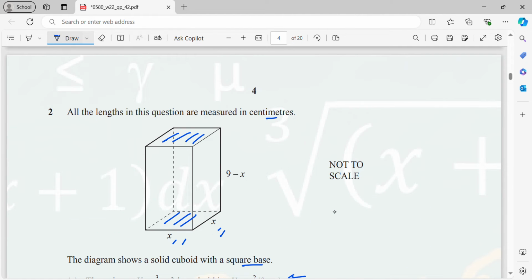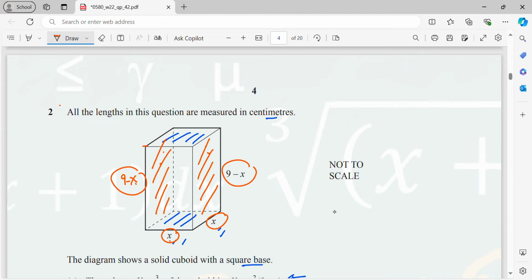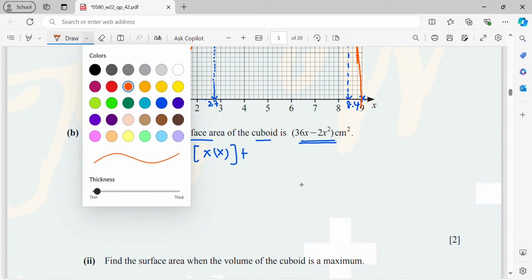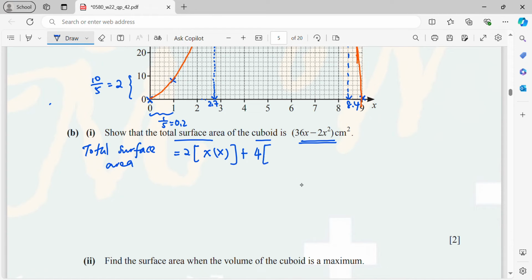now for the front and back, it will be 9 minus x and x. The area of the rectangle will be 9 minus x times x. And the side area will also be 9 minus x times x. For this 9 minus x times x itself, it will be 4 faces, because you have 4 rectangles. So I will just times 4, plus 4 times x times 9 minus x.